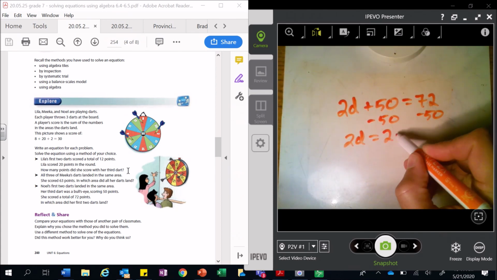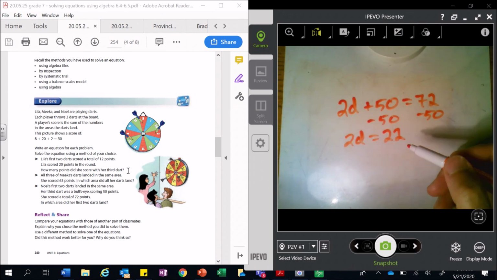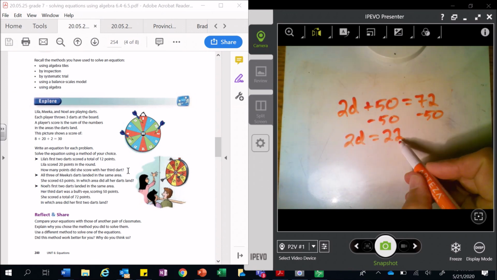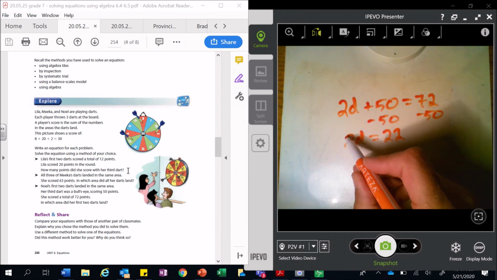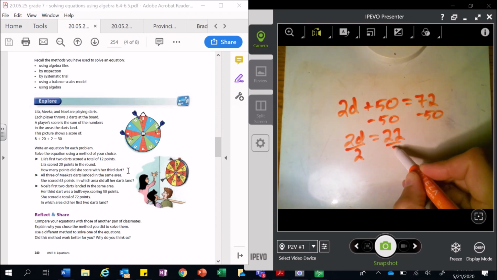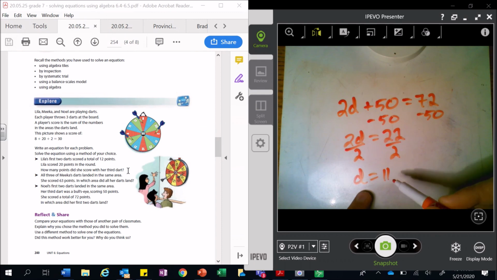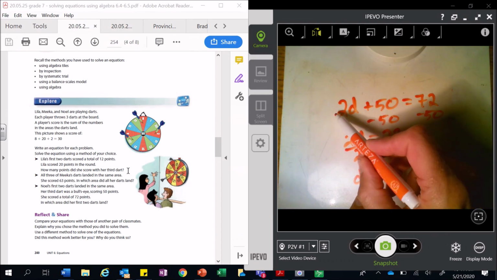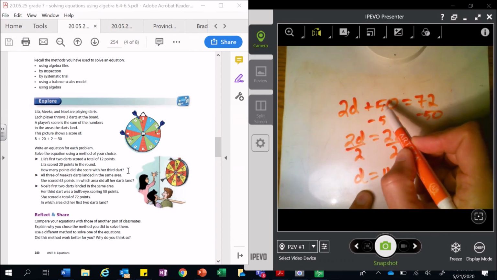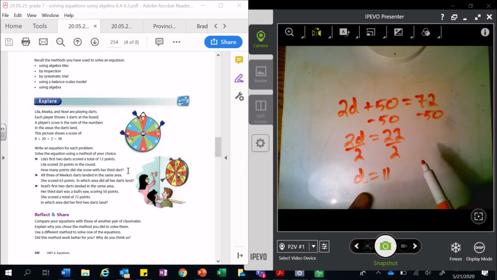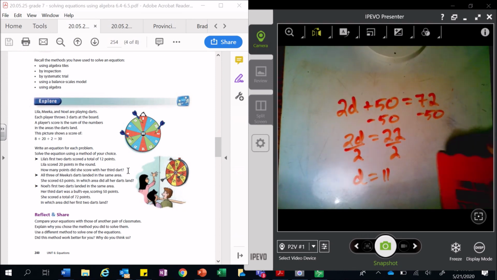2D equals 22. Well, that means 2 of something equals 22. So times 2, the opposite is divided by 2. D equals 11. Now let's plug it in and see if it works. If D is 11, 2 times 11 is 22 plus 50. That does equal 72. So we must be right.